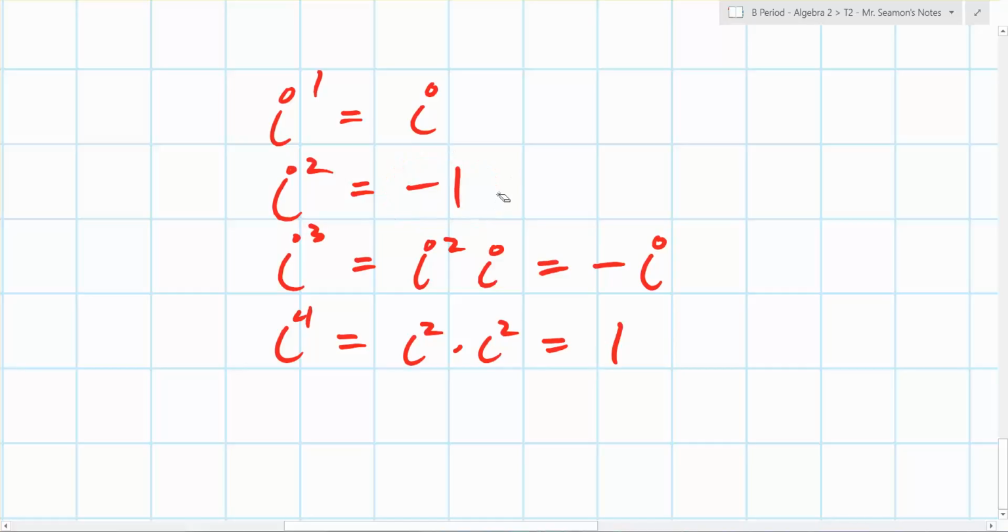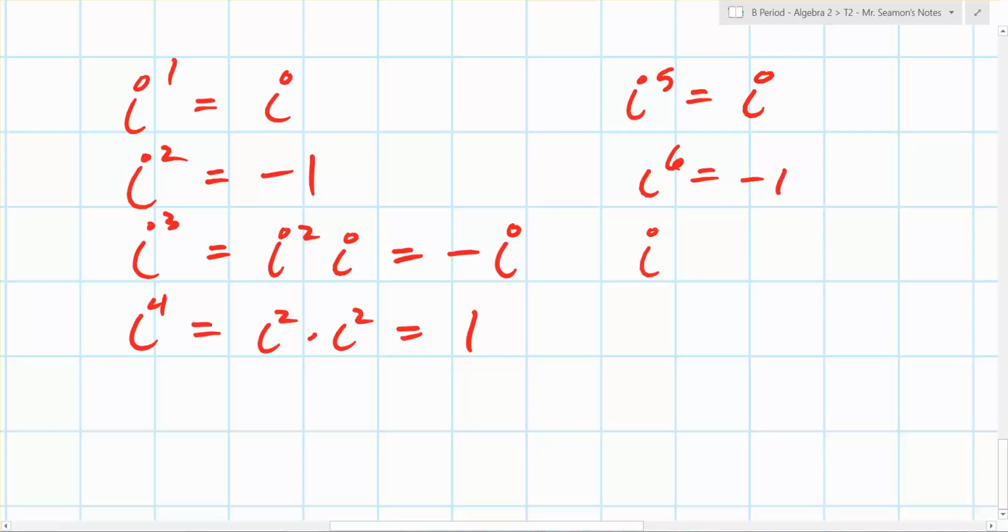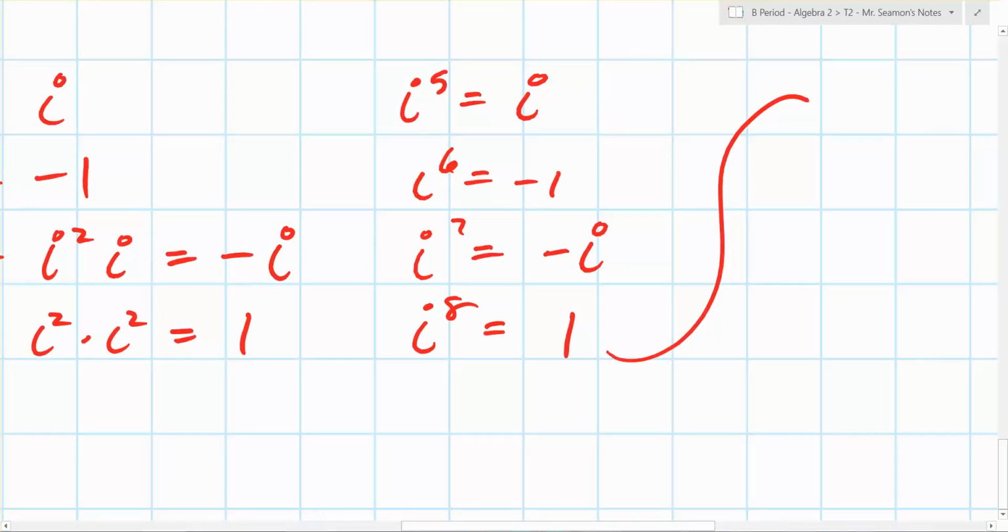What happens at this point? It repeats. So what's I to the 5th going to be? I. What's I to the 6th going to be? Negative 1. And then I to the 7th will be? Negative I. And then I to the 8th will be? 1. Does this keep on repeating? Yes. It keeps on repeating.